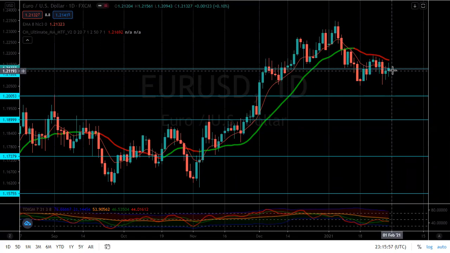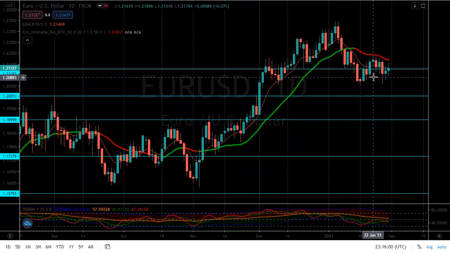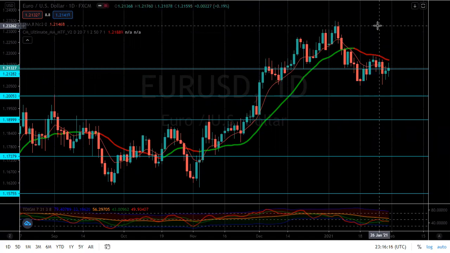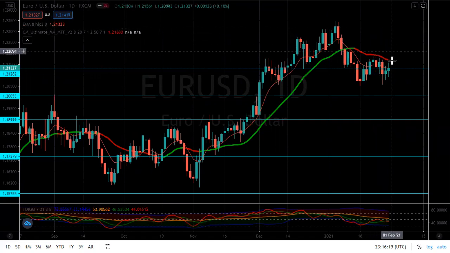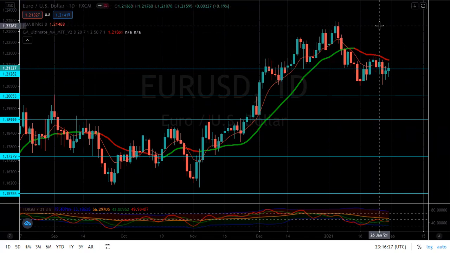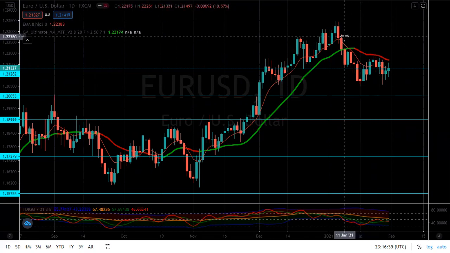So our determining factor will be a break and close above the 1.2190 price range. If we get a break and close above the 1.2190 area, we'll be going forward to retesting the highs at the 1.2325 area, which will be the highest that we have here.